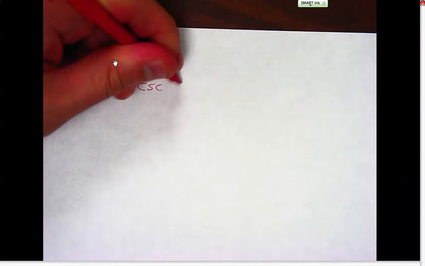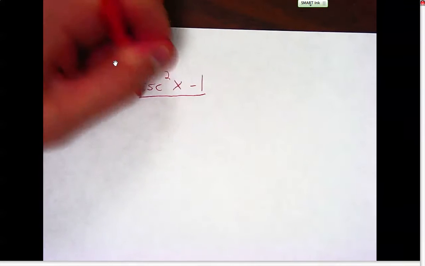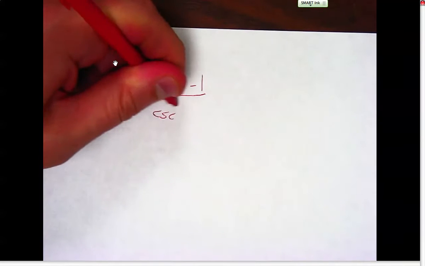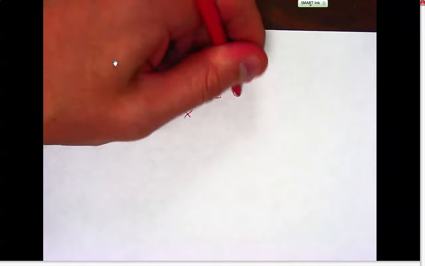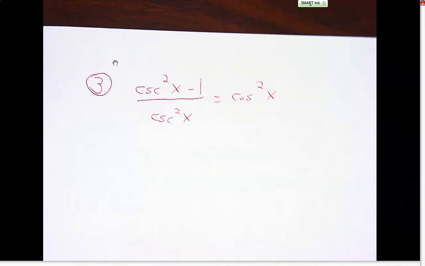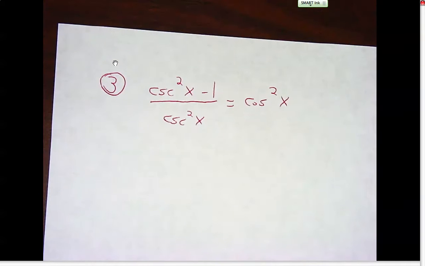Number 3 says we want to verify cosecant squared of x minus 1 over cosecant squared of x is supposedly equal to cosine squared of x.